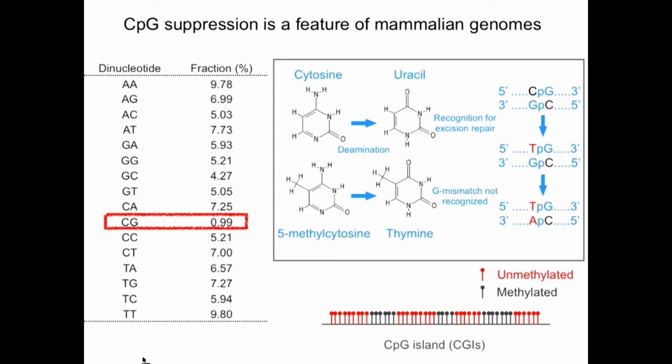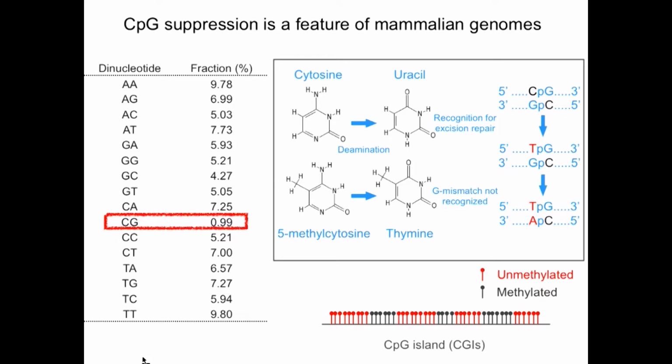So CpG suppression is a feature of mammalian genomes, and what this means is that CpGs are not randomly and evenly distributed throughout the genome. They're normally found in clusters. The reason for this has a lot to do with the fact that CpGs themselves are very infrequent in a typical mammalian genome. And part of the reason for this is that over evolutionary timescales, we've experienced a loss in CpG sites.